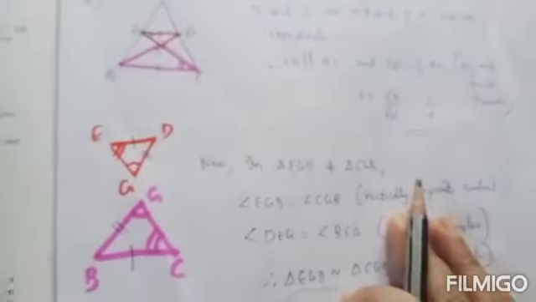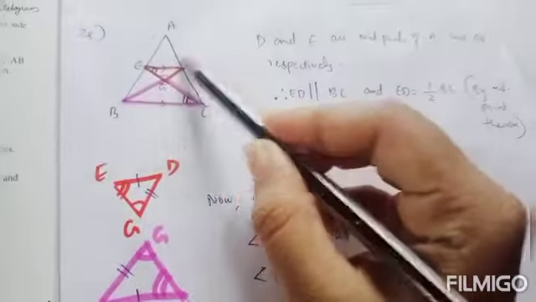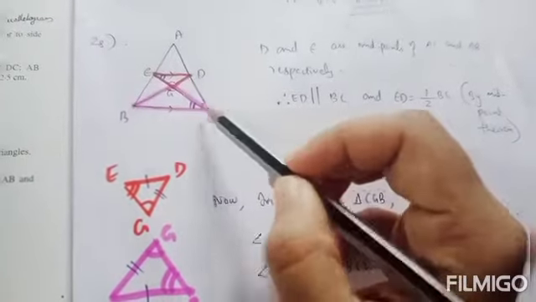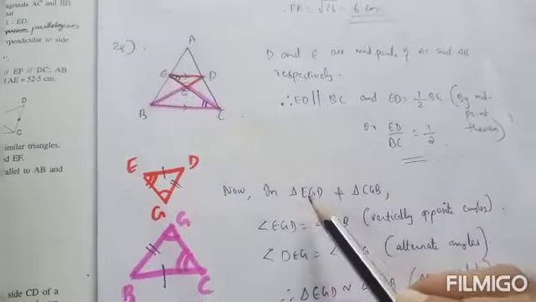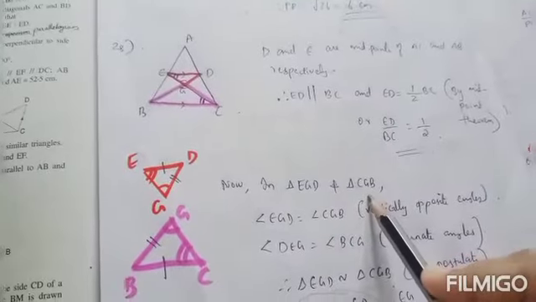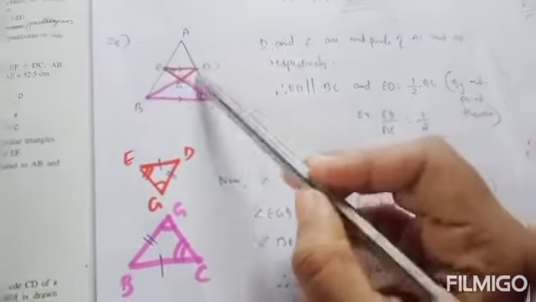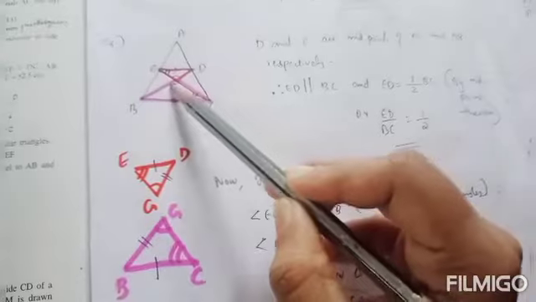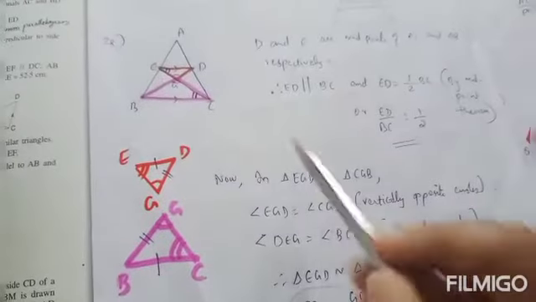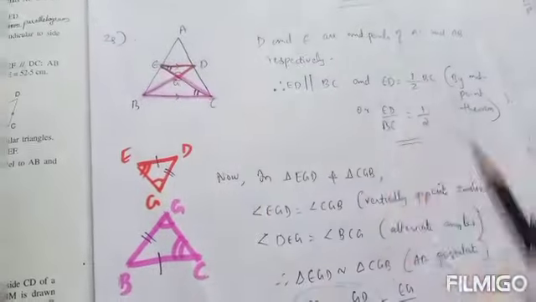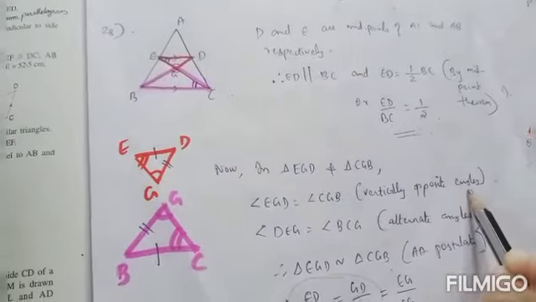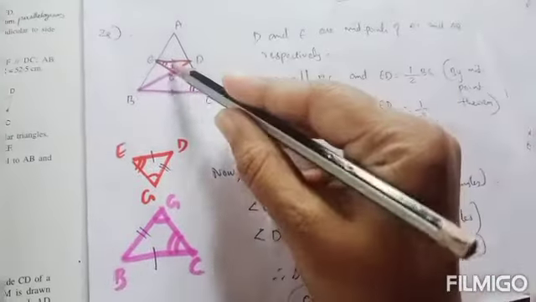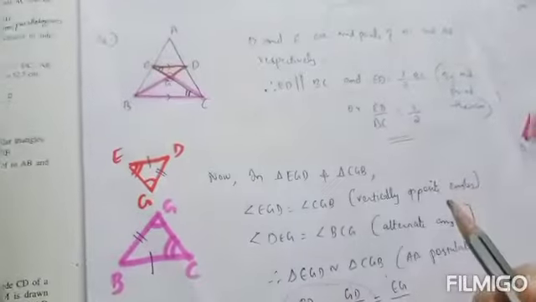Now we need to prove that triangle EGD is similar to triangle BGC. In triangles EGD and CGB, angle EGD is equal to angle BGC, since they are vertically opposite angles.